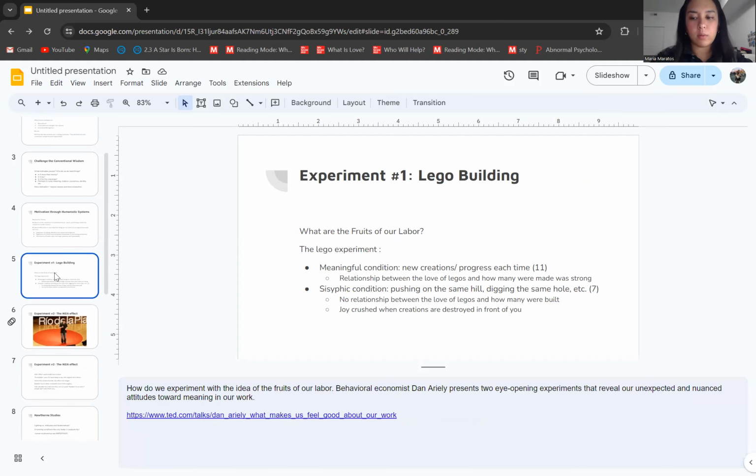And a TED Talk that we watched in preparation for learning about this theory was by, I'm going to butcher his name, Dan Ariely. His TED Talk was titled, "What Makes Us Feel Good About Our Work?" And so, what is the real fruit of our labors is kind of the question that was asked. And he presented two of his eye-opening experiments.